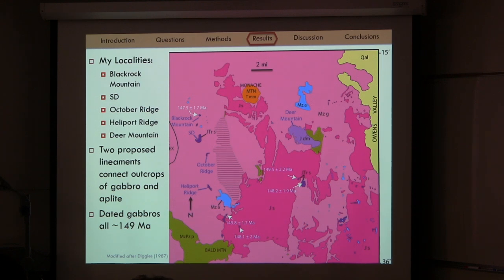The majority of this map is this pink stuff. These are granitoids of some sort. The lighter pink here is undifferentiated. They're mapped as Cretaceous, but really there aren't any dates on them, so they could be Cretaceous, they could be Jurassic, they could be older.